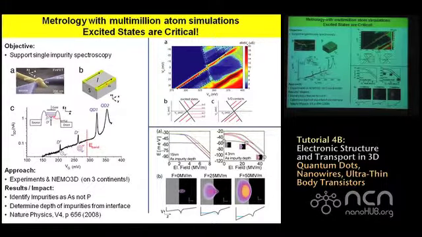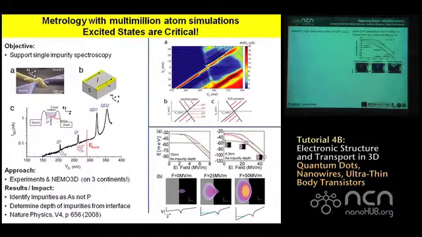So the key message, as the introduction here, is that you can do metrology with multi-million atom simulations, and you have to have the excited states to do that. There are many methodologies that will give you ground states in electronic structure calculations. In fact, most of them do. They could not have delivered this because you need the excited states, because they are part of the spectrum. They are part of your fingerprint, so to speak, right? This is a fingerprint of a particular impurity in a particular device. And the excited states are part of the fingerprinting.